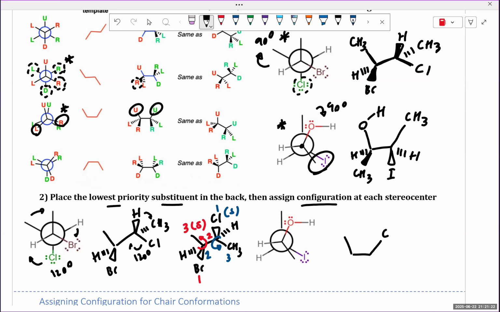Given that we've already redrawn this second molecule with the following dash wedge depiction, and given that we already have the hydrogens in the back, I'd like you to take a moment and assign the configuration at each of these stereocenters.